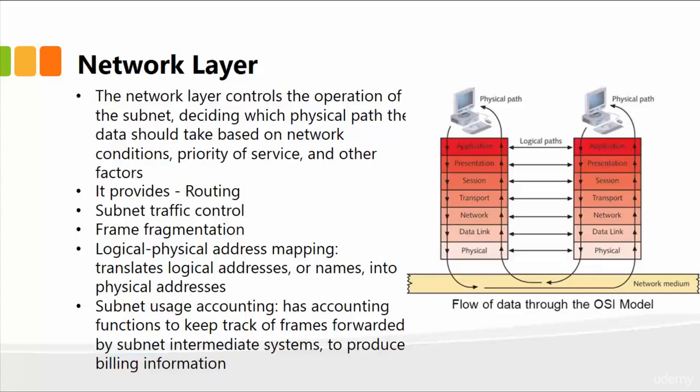So it takes a look at the subnet, the actual IP header, and the address where it needs to go. The subnet usage accounting has accounting functions to keep track of frames forwarded by subnet intermediate systems to produce the billing information.